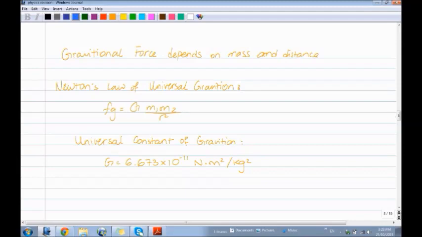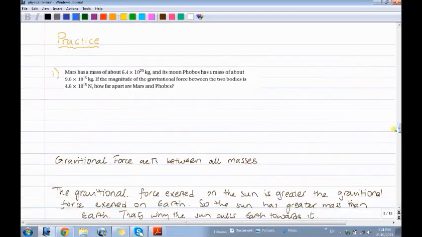Newton's law of universal gravitation is Fg equals G constant. Now, what is G constant? It is the universal constant of gravitation, and it equals 6.673 times 10 to the power of negative 11 N times m squared per kilogram squared. So let's go back. Fg equals G constant, M1, M2, which is mass 1, mass 2, over R squared, which is the radius. They will give you both the masses in the question. Now let's practice.